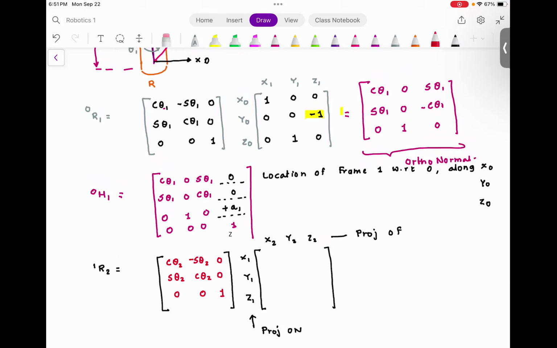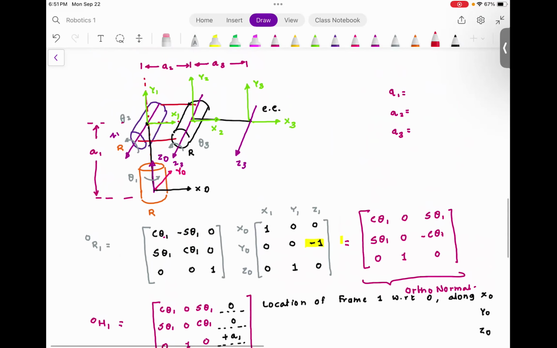Can you see by observation? Now when you are trying to find the projection, right now what you should be looking at is frame 2 and frame 1. So this is your frame 2, and this is your frame 1. This is your frame 0. Can you see frame 2 and frame 1?